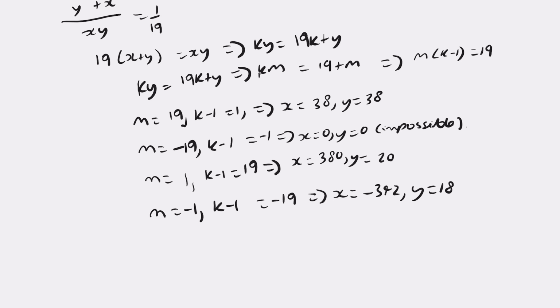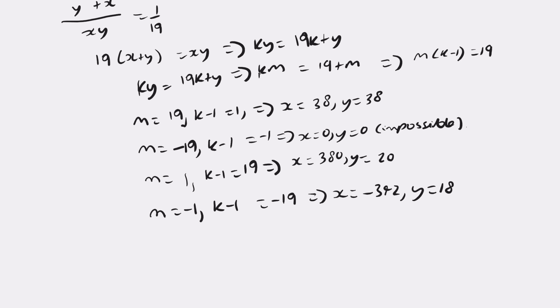And because it was written in the format of 1 over x plus 1 over y, we can reverse the solutions too. So for x equals 380 and y equals 20, x could be 20 and y could be 380. For the bottom one, x could be 18 and y could be minus 342. So there's two solutions for each of the bottom ones where m equals 1 and minus 1. And you cannot reverse x equals 38 and y equals 38, as either way is the same solution.